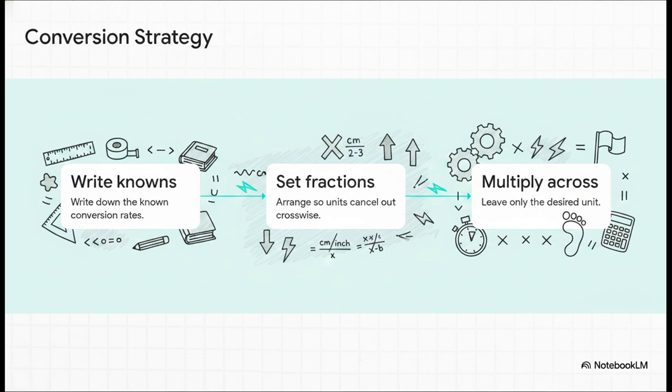Step 2, set up fractions so the units cancel crosswise. This is the tactical takedown right here. If centimeters are on top in your starting number, you put centimeters on the bottom of your next fraction so they cross out. Step 3, multiply across.